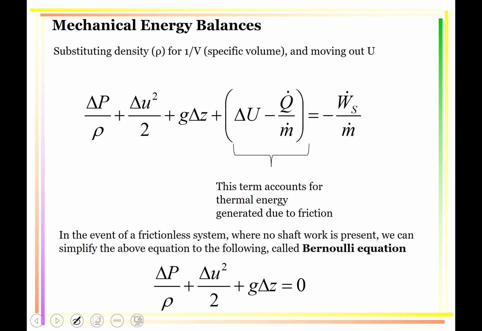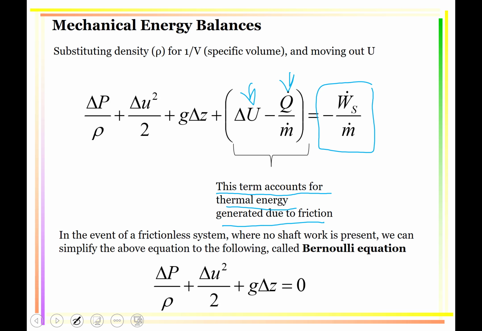Now this term here, delta U, internal energy, minus a heat transfer term. We're assuming that we're not trying to add heat, but there's always a little bit of heat in the sense of friction. So we're going to group these two into a thermal energy term, and it would be only due to friction because we're not going to be specifically adding heat when we have a mechanical energy balance. And we're going to leave this shaft work over here, and we may want shaft work.